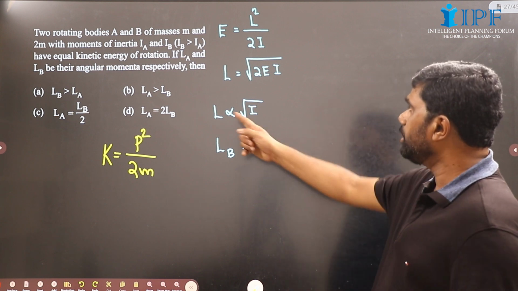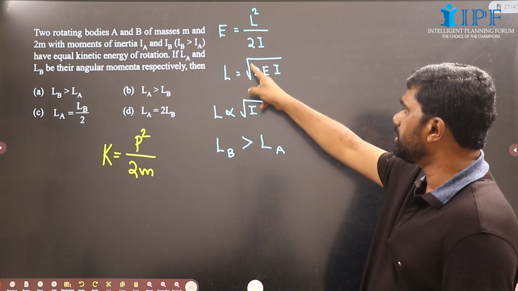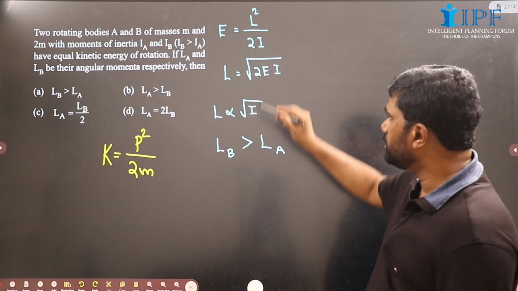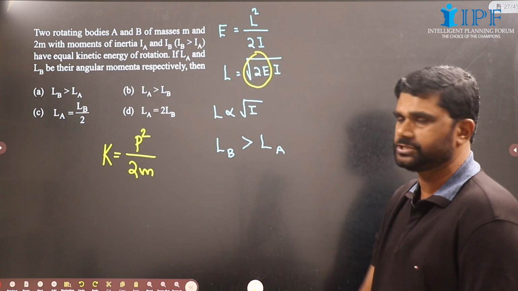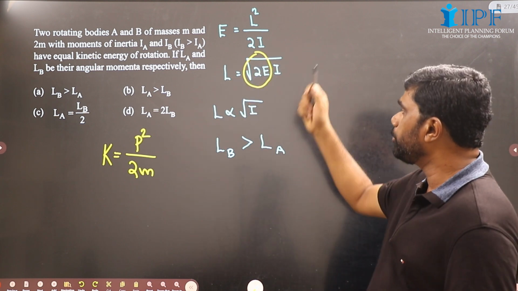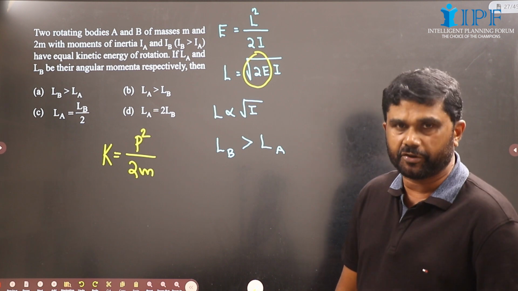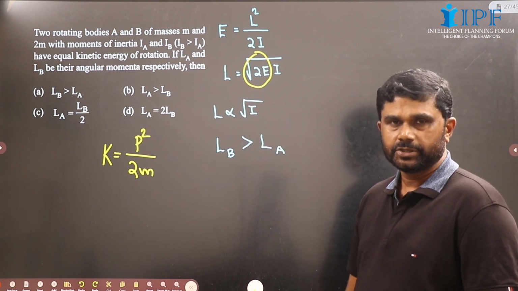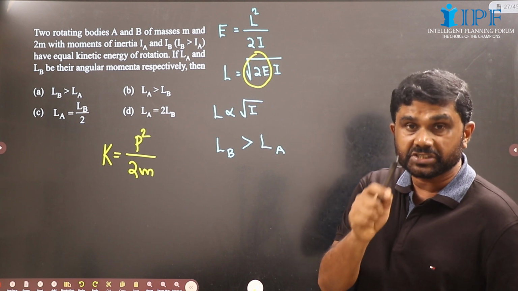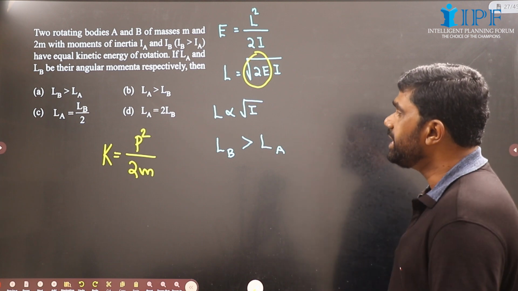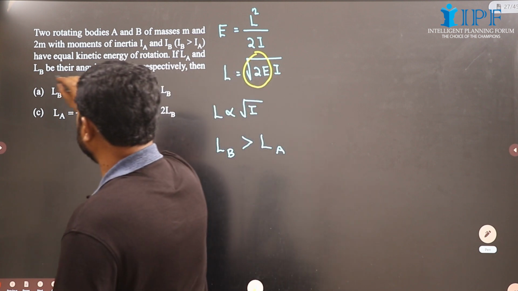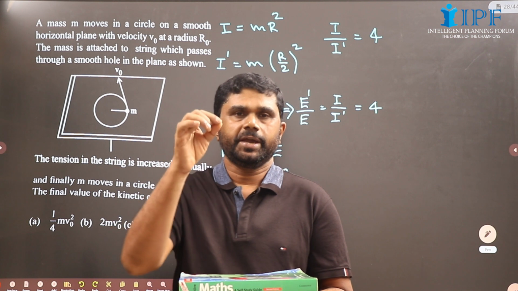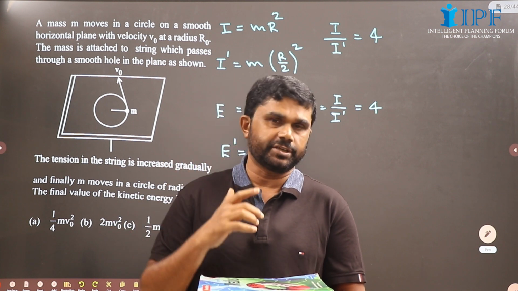Now see, angular momentum is under root 2EI. We have two bodies and both the bodies are with the same kinetic energy. So the angular momentum will be proportional to square root of the moment of inertia. Moment of inertia is more for the second body B. So angular momentum will be more for the second body B. So LB greater than LA.